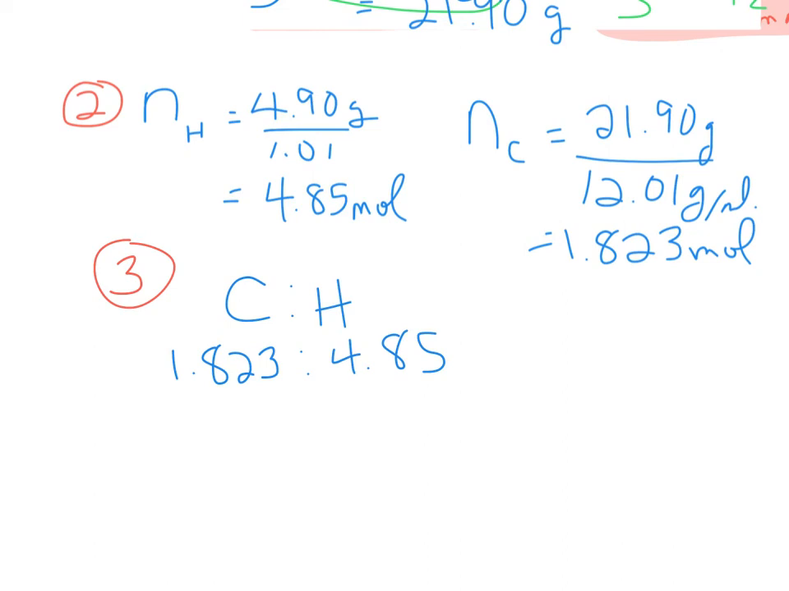So my next step is to divide by the lower of these two numbers. So I'm going to divide by 1.823 on both sides of the ratio. And that will give me a ratio of 1 to 2.66. Ooh, that's weird. So I'm curious to see how you navigated this because we didn't discuss it outright. However, I'm going to just do a little bit of a snippet on the side over here.